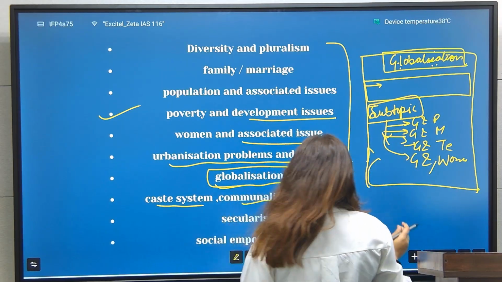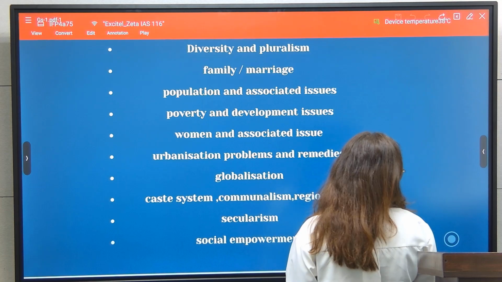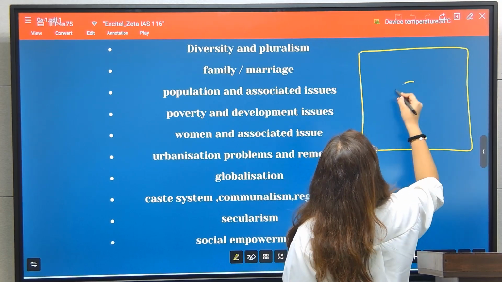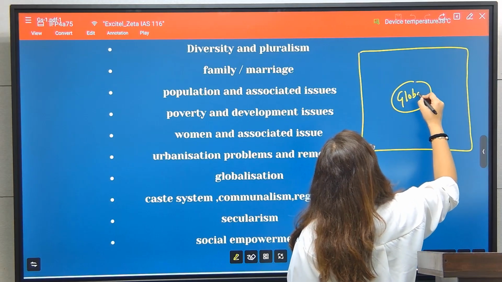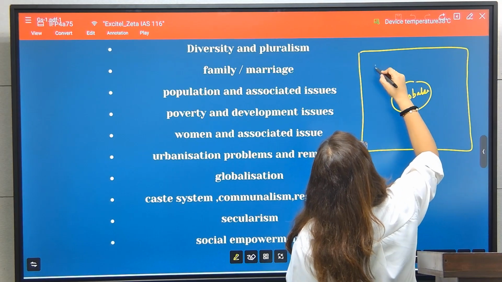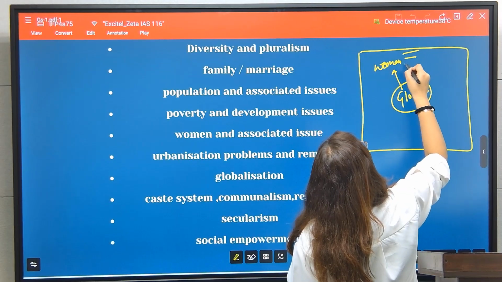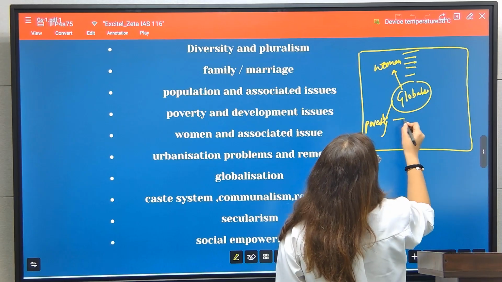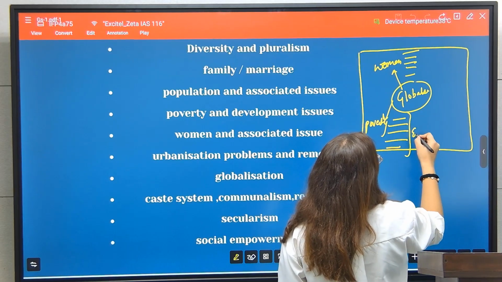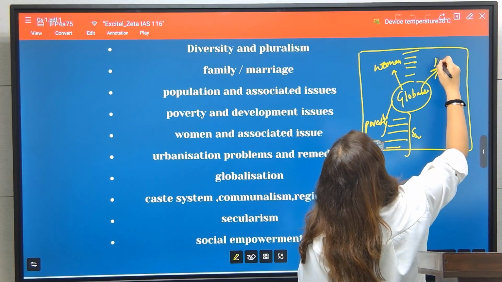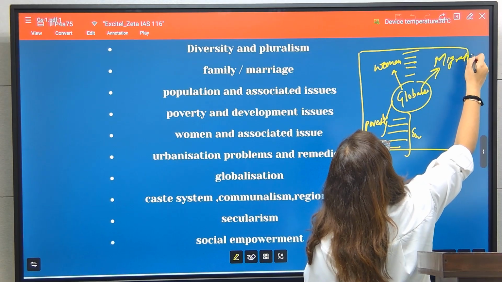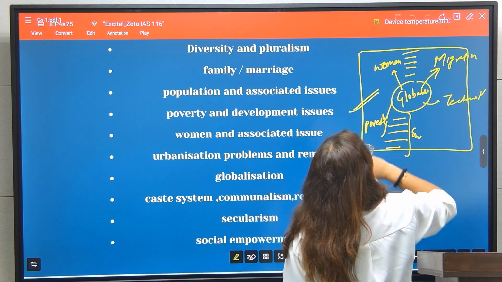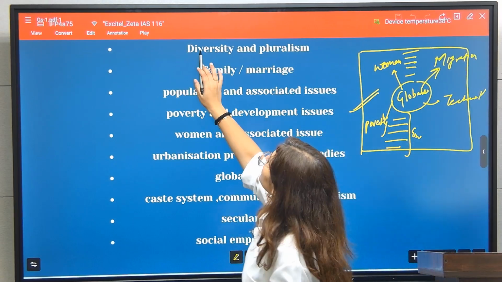So on the next page, now here globalization. Here, globalization and women, write 5, 6, 7 points. Here, globalization and poverty, write 4, 5, 6, 7 points and examples. Migration, technology. So in this way you have to make notes on each theme.